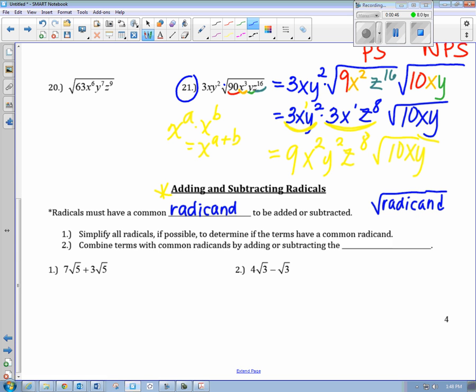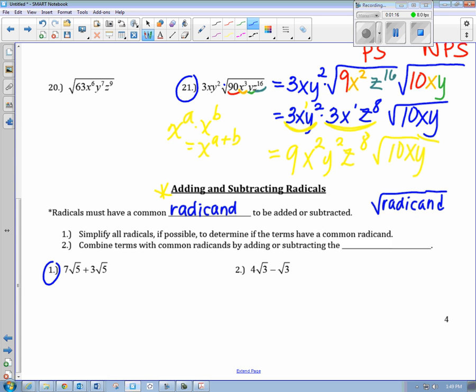The rules for adding or subtracting radicals are that we want to simplify the radicals first to determine whether or not that radicand is common and whether or not they can even be combined. So I'm going to start with question number one. When I take a look at question number one, I can see that they already have matching radicands, and technically the radical is simplified already. So I don't have to do any simplifying here.